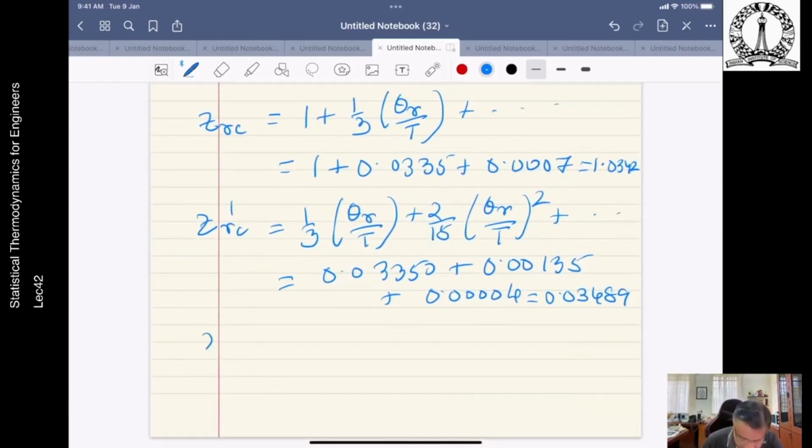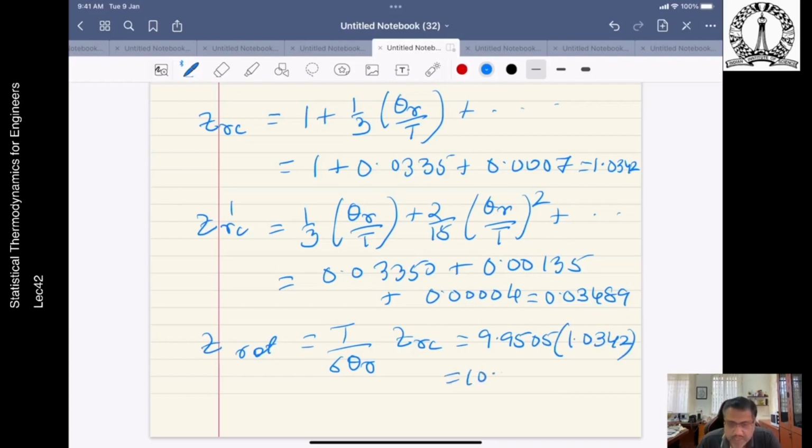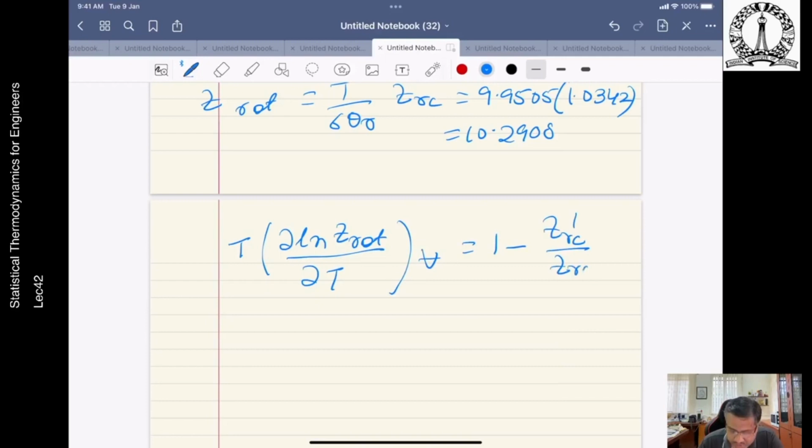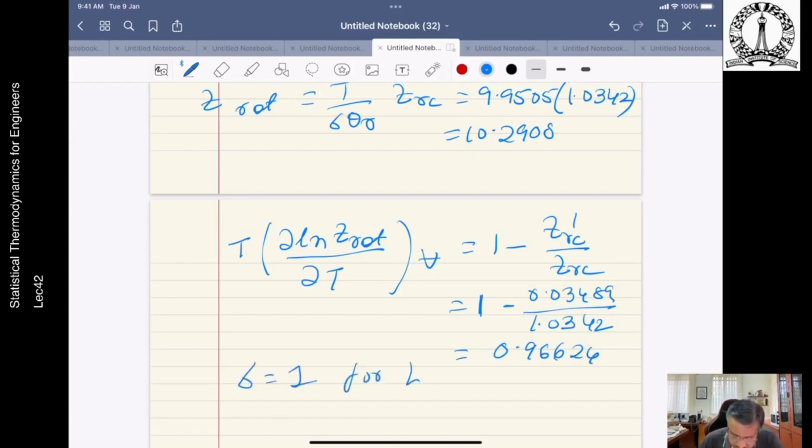Okay, so the rotational Z rotation therefore becomes T by sigma theta r ZRC, which is 9.9505 multiplied by 1.0342, which is like 10.2908. And if we now evaluate T, the derivative of Z rotation at constant volume, this is 1 minus the first derivative of the correction term by RC, which is equal to 1 minus 0.03489 divided by 1.0342, which is equal to 0.96626. Okay, so sigma equal to 1 for heteronuclear diatomics.